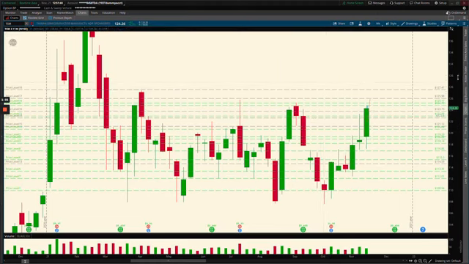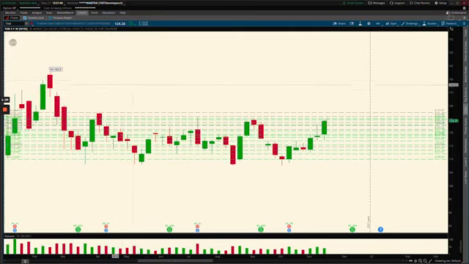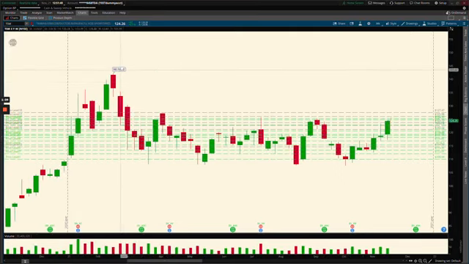So for us, on this weekly, the top of the range is here, where we just identified.